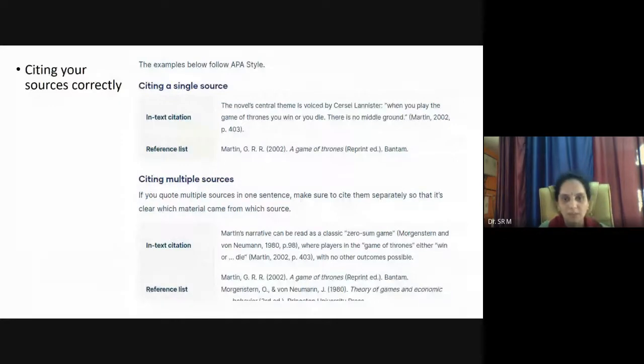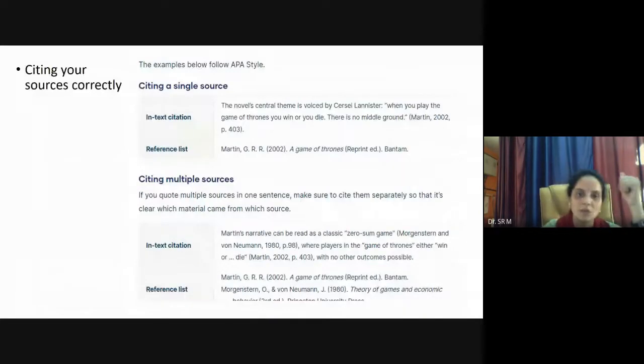So what am I doing with this? I'm acknowledging the source of my information. I'm trying to avoid plagiarism. I'm helping my readers, or the users of the information, to locate the source for themselves, so that if they intend to learn more, they can go to that particular site and refer to it.